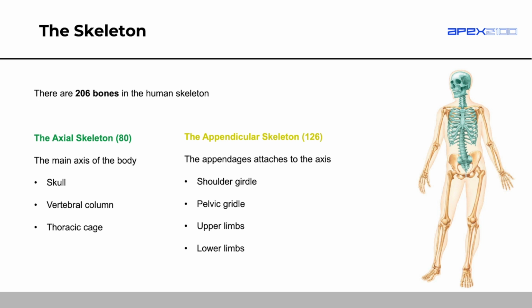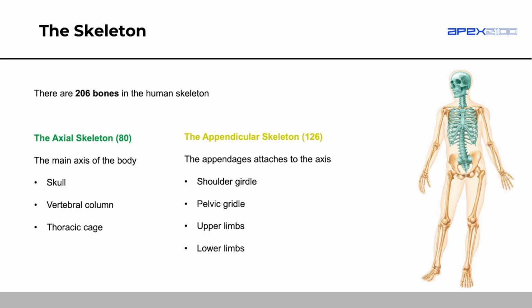In terms of the skeleton, there's 206 bones overall in the skeleton, and we actually divide the skeleton into two parts. We divide it into the axial skeleton, which is shown in the picture in green, and the appendicular skeleton, which is shown in yellow. So in the axial skeleton, there's 80 bones, and the axial skeleton is the main axis of the body. So think about, you draw a line straight down the middle of your body. Those are the parts of the axial skeleton. It includes the skull, the vertebral column, and the thoracic cage. So just the things down the middle.